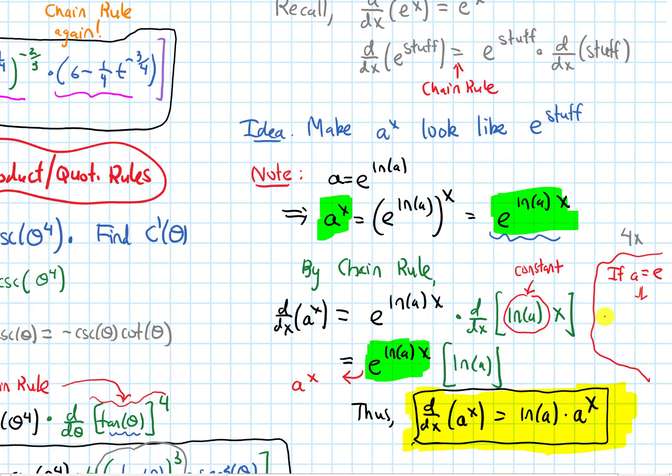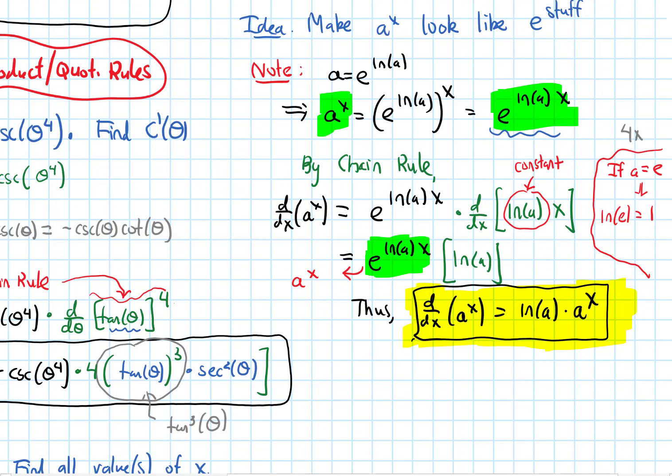And notice that the ln of e is just 1. So you'd get that the derivative of e to the x using this formula is just 1 times e to the x. And that's correct. That's what we expect.